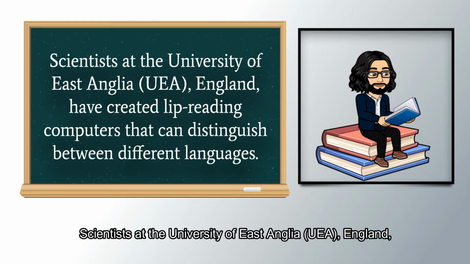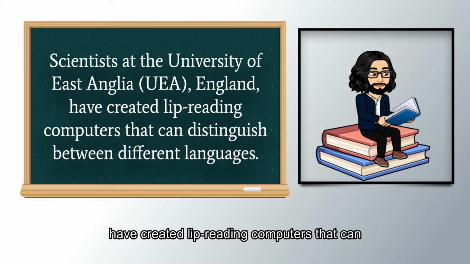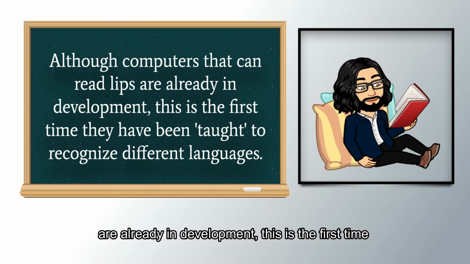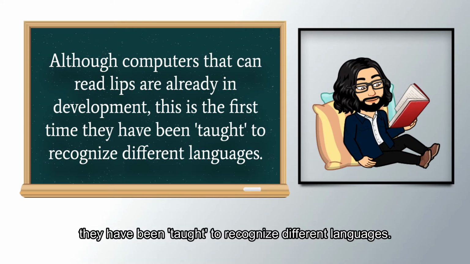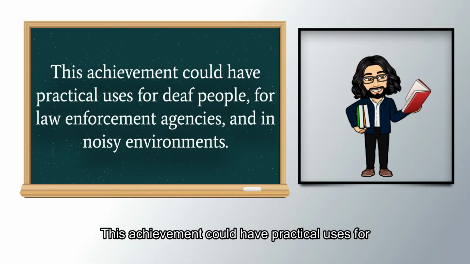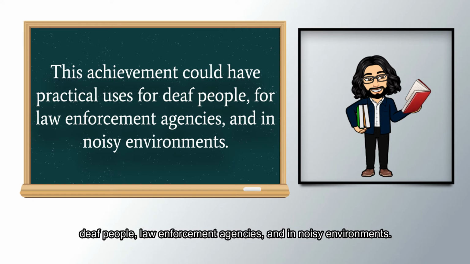Scientists at the University of East Anglia, England, have created lip-reading computers that can distinguish between different languages. Although computers that can read lips are already in development, this is the first time that they have been taught to recognize different languages. This achievement could have practical uses for deaf people, for law enforcement agencies, and in noisy environments.